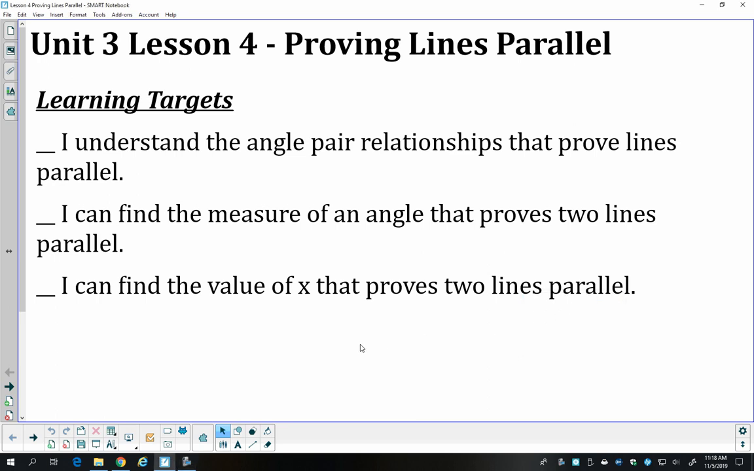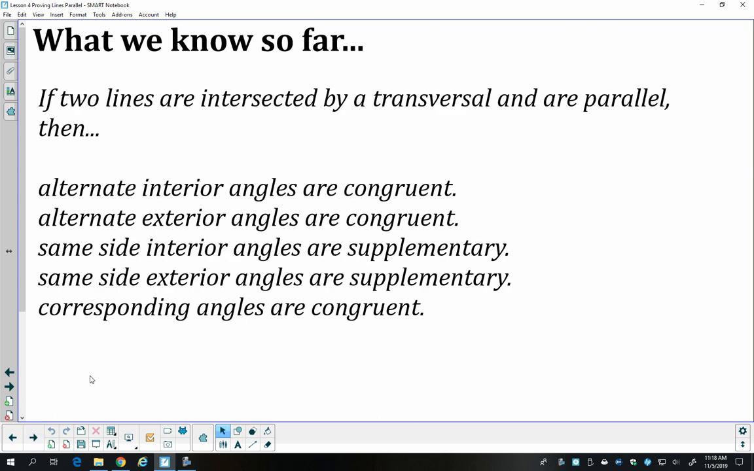Today we're going to continue talking about parallel lines and transversals, but we're kind of going to do the converse. Before, we knew that the lines were parallel, and so we were able to talk about the angle relationships that are formed because they were parallel. And in this lesson, we're going to talk about how the angle relationships show or prove that the lines are parallel.